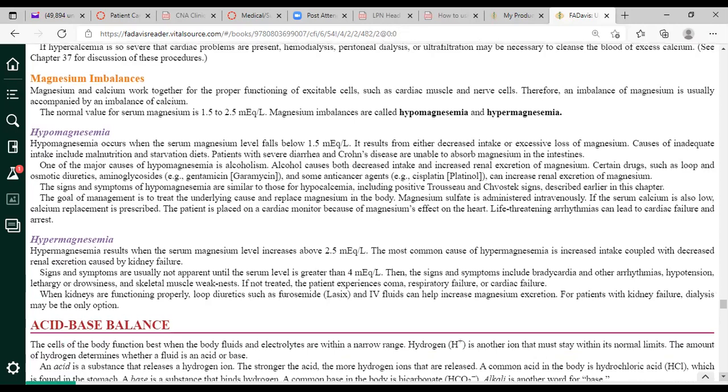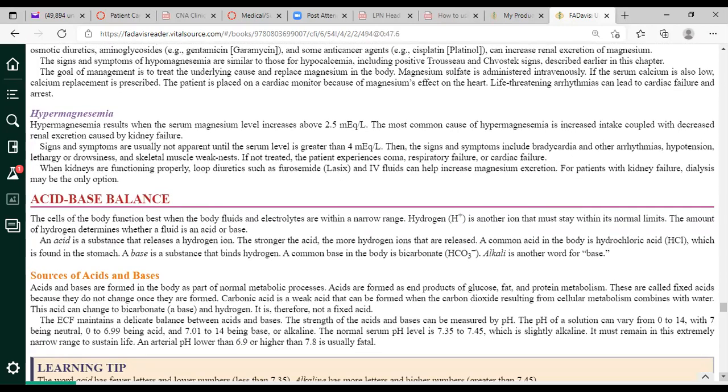When it talks about magnesium imbalances, magnesium definitely has an impact on our reflexes. The normal range for magnesium is 1.5 to 2.5. So the magnesium levels kind of affect our reflexes. And that's the important thing to know.